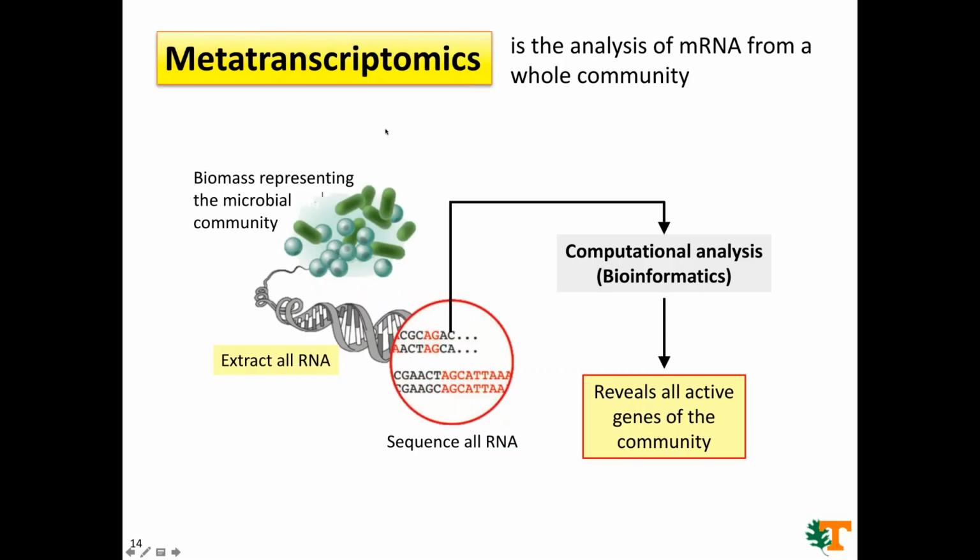You can do the same thing for the RNA. So you get the mRNA from the entire community. The only difference is you don't extract DNA, you extract RNA, you sequence everything, and the result tells you all the active genes of the community. This can be done.